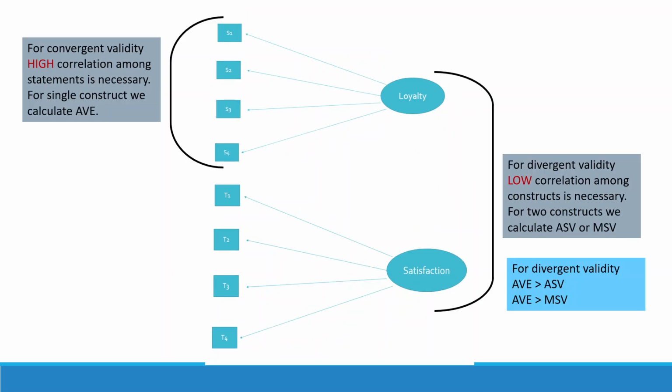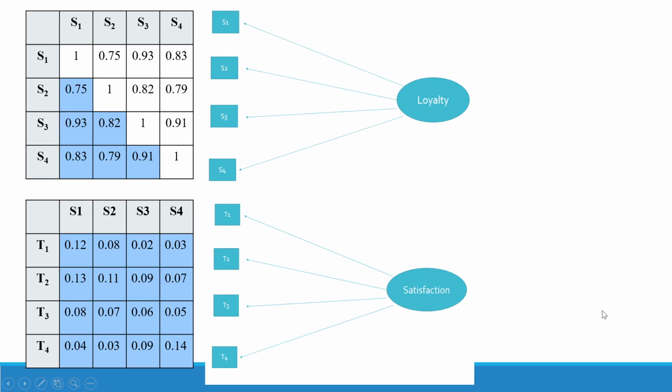Let's proceed further. For convergent validity, high correlation among statements is necessary, which will be established through AVE, that is average variance extracted. For divergent validity, low correlation among constructs is necessary. For two constructs, we calculate average shared variance or maximum shared variance. To achieve the divergent validity, average variance extracted should be greater than average shared variance or maximum shared variance.